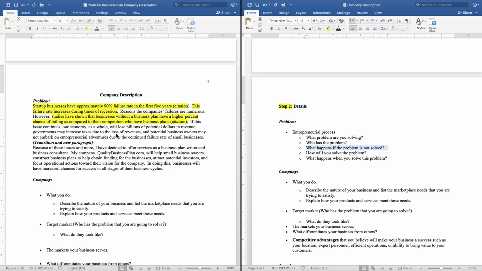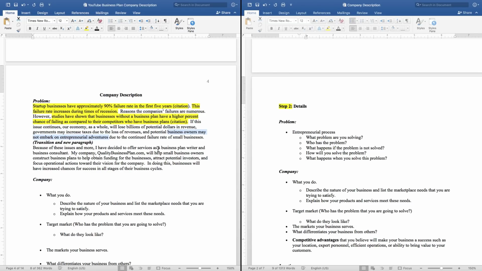You want to be able to show the reader, if this problem is not solved, there's going to be consequences. Will the government raise taxes? Who knows? Maybe not because of this, but it is a potential problem. This may be a result, and that's what you're looking for. Potential business owners may not embark on entrepreneurial ventures. Well, this is definitely true. As more businesses fail, well, guess what? That's going to make news.